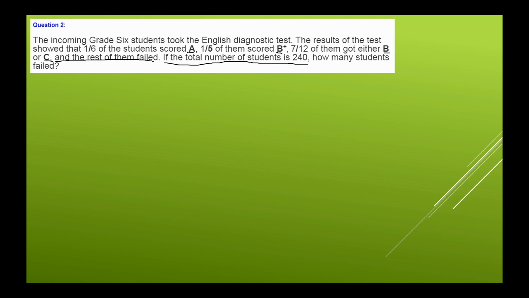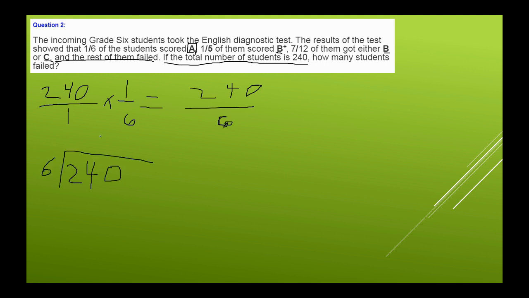So to get how many students scored A, we just multiply 240 to 1/6. So 240 divided by 6. Then we will simplify it. To simplify improper fractions, or to make them whole numbers, we just divide them. So the students that scored A is equal to 40.